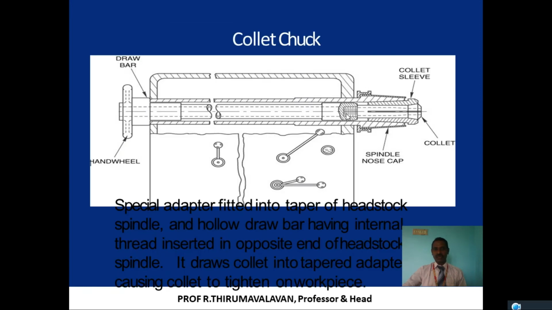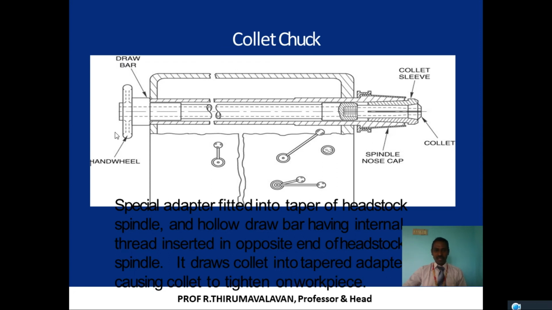See how the collets are inserted. See the front, they can just press it. The special adapter is fitted on the taper of the headstock spindle, and a hollow draw bar with an internal thread is inserted at the opposite end of the headstock. It draws the collet into the tapered adapter, using the collet to tighten the workpiece. As I discussed, a taper adapter is going to be self-locking.